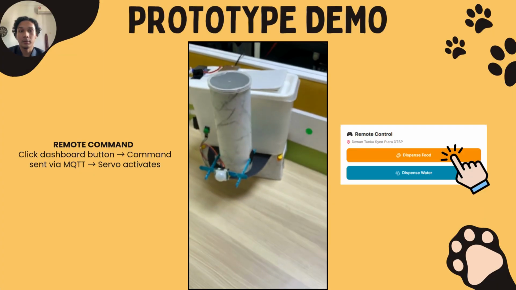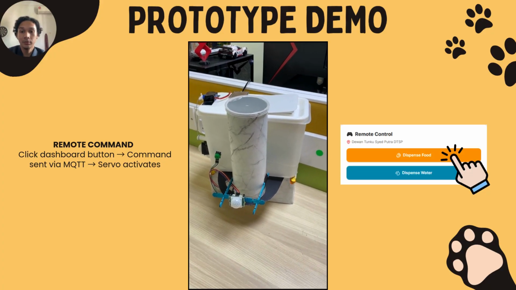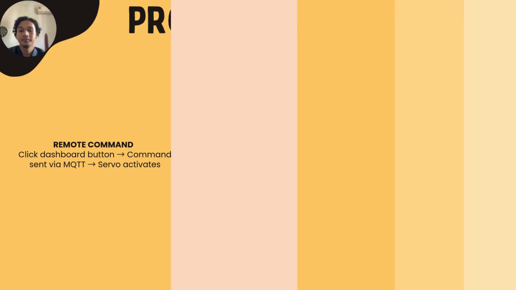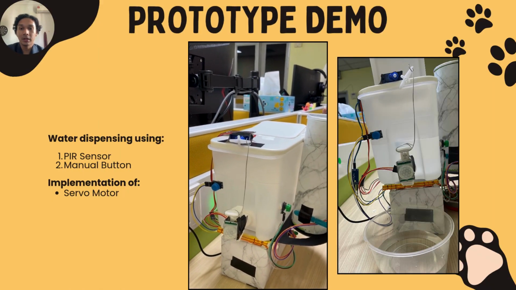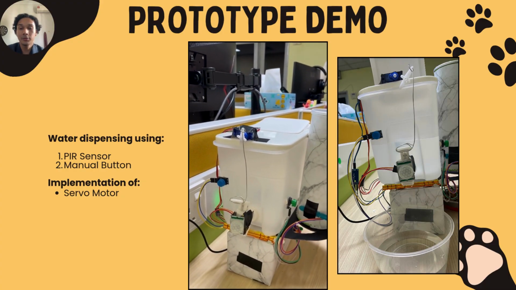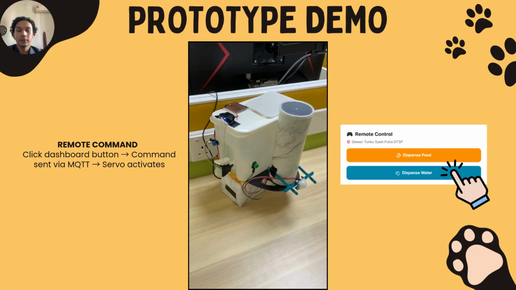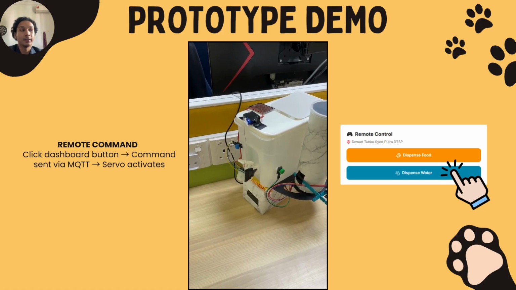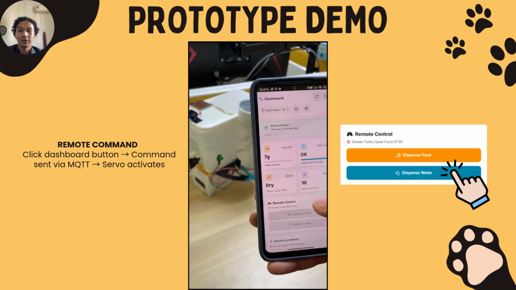Another way is through remote command. By clicking the dispense food button on the dashboard, the servo will activate in real time. Next, for water dispensing, when I place my hand near the PIR sensor, the servo motor will activate and dispense the water. We can also press the manual button here to dispense the water. Similar to the food, we can also use remote command by clicking the dispense water button on the web dashboard to dispense the water in real time.